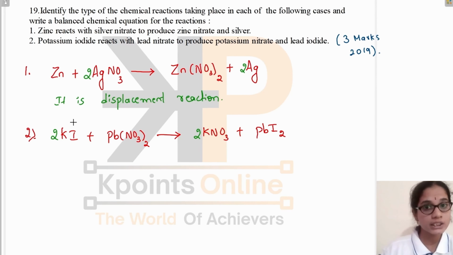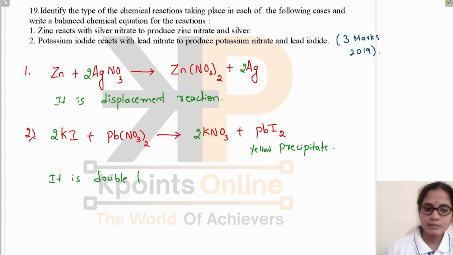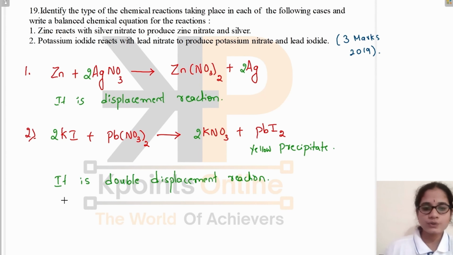Now we have to find out what type of reaction it is. Okay. Here there is exchange of ions between the compounds. KNO3 is formed and PbI2 is formed. It is a precipitate, yellow precipitate. Okay. So you need to mention the type of reaction. It is double decomposition. Sorry. It is double displacement reaction. And also it is a precipitation reaction. Yes, there is a formation of yellow precipitate of lead iodide here. So it is also a precipitation reaction.